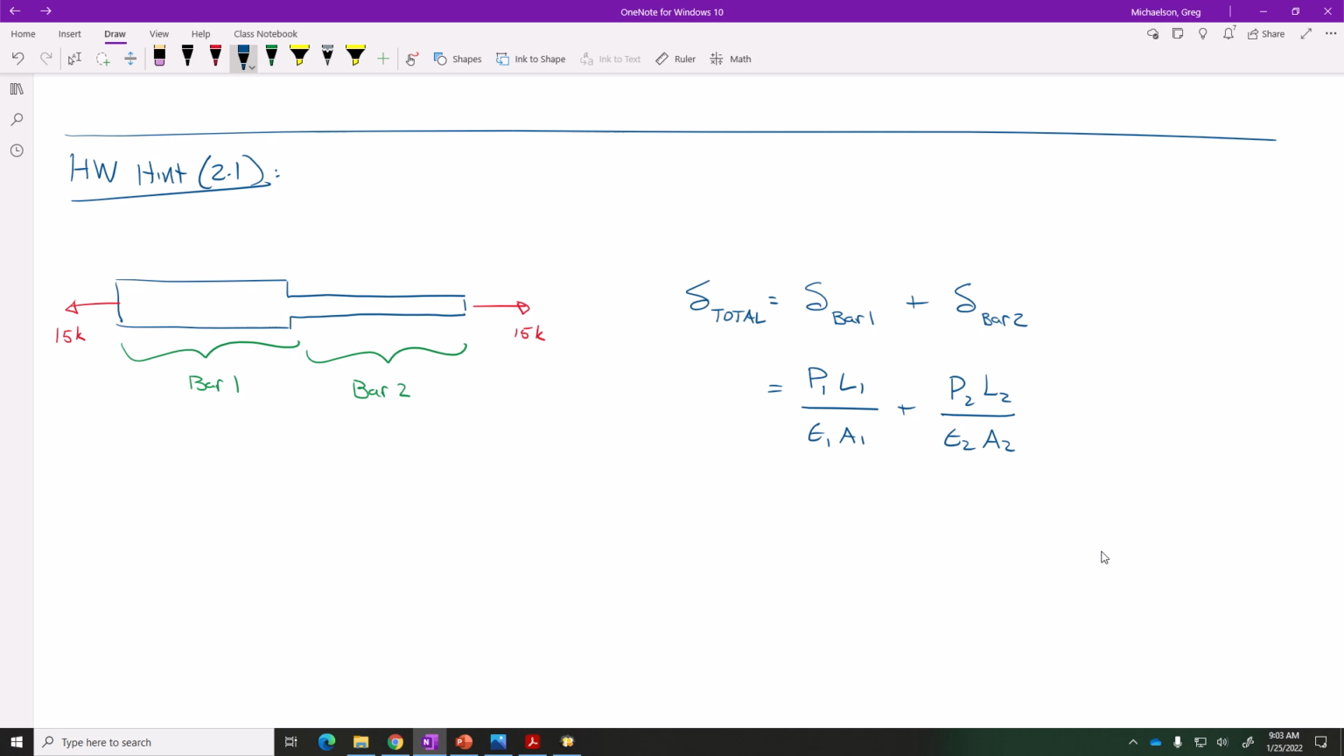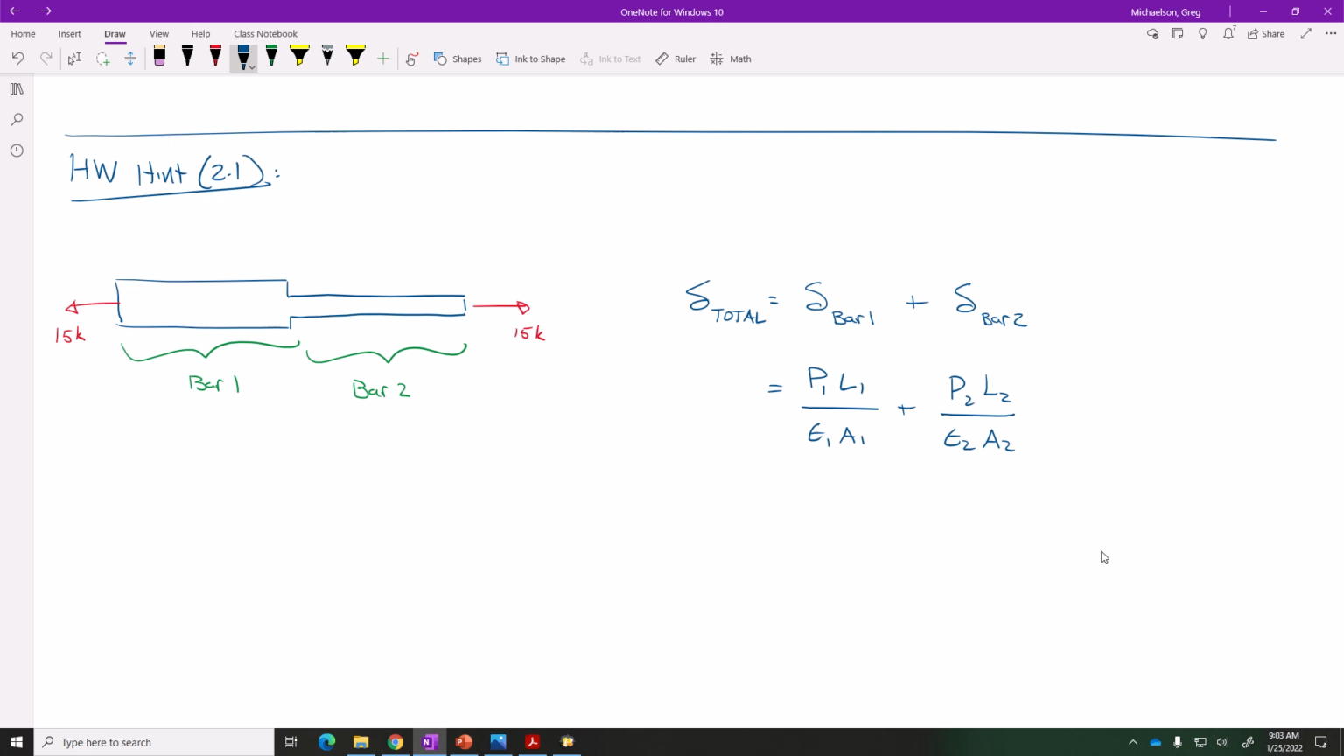Now, part B of the problem says, okay, we have a stepped bar. What would the deflection be if it was just a prismatic bar, if it was just a single bar of uniform cross-section? But the kicker is that the prismatic bar has to have the same volume. So what I would do is compute the volume of this, and then ask yourself, well, what does the diameter need to be of a single bar to have that same volume?